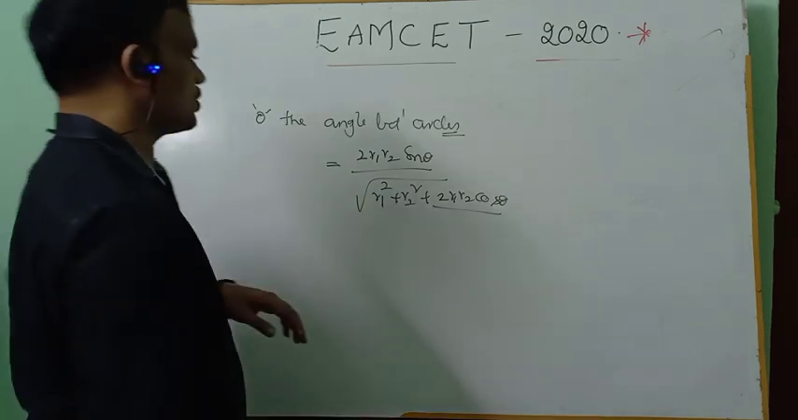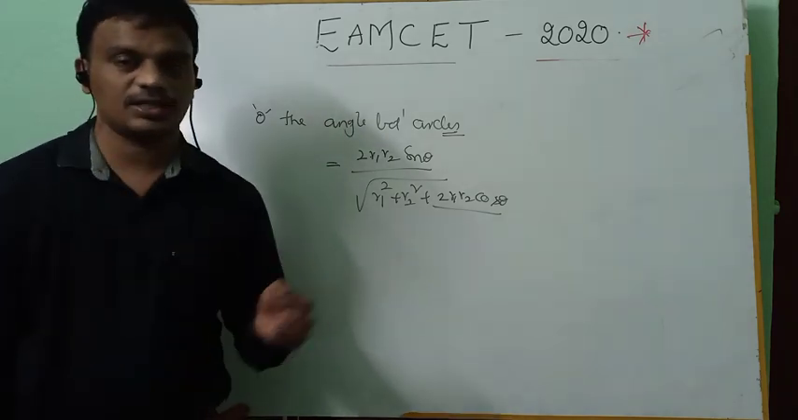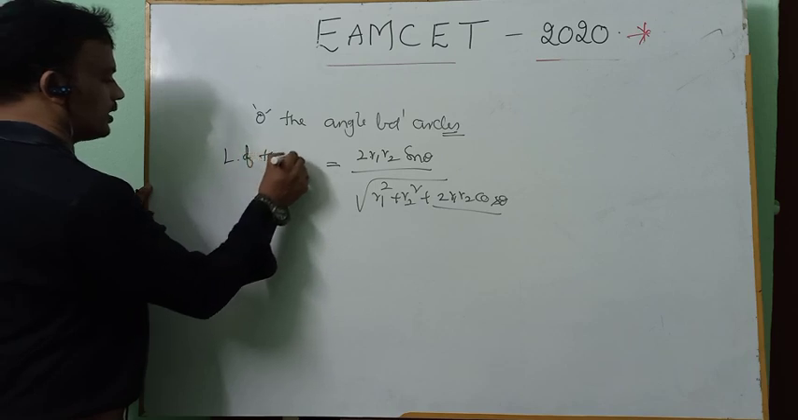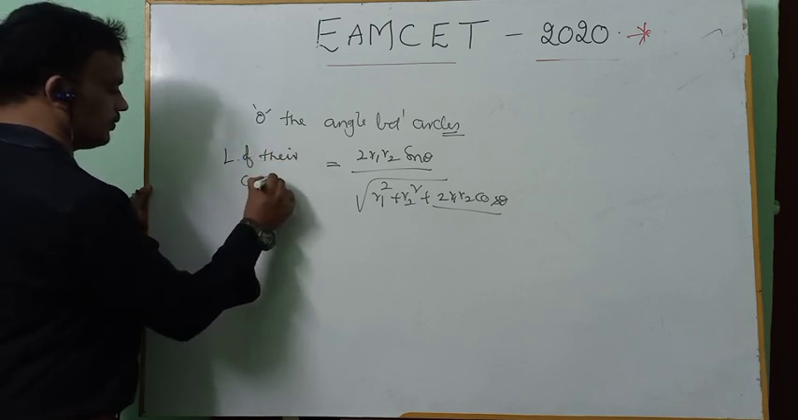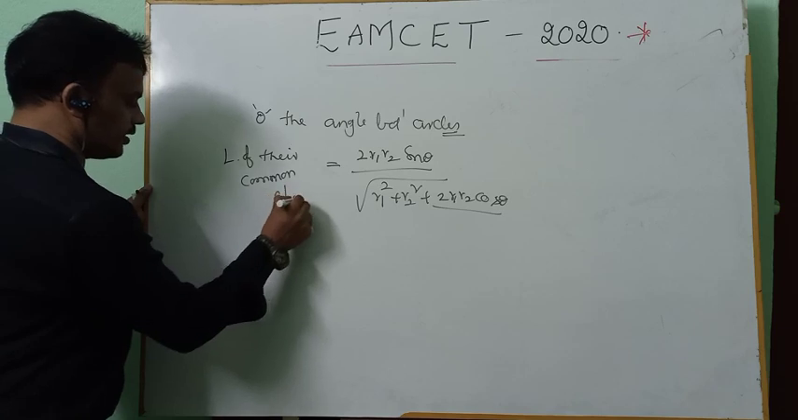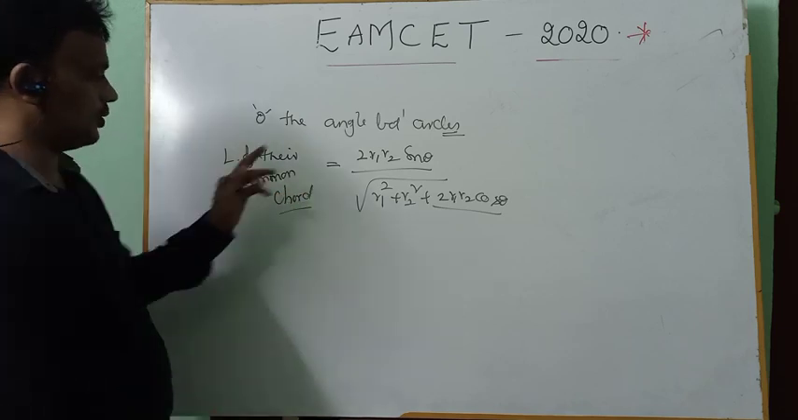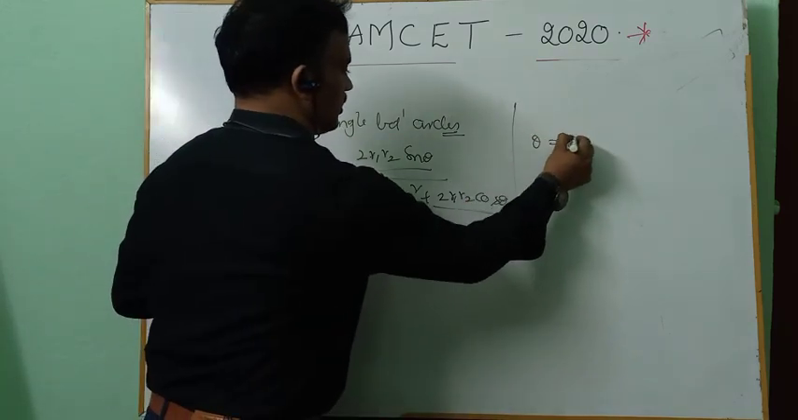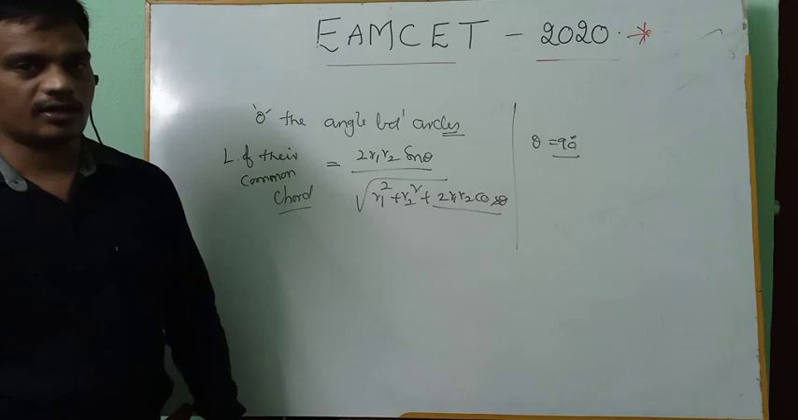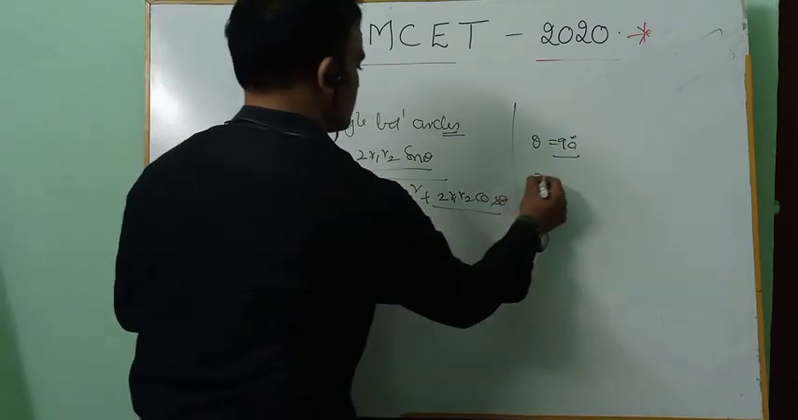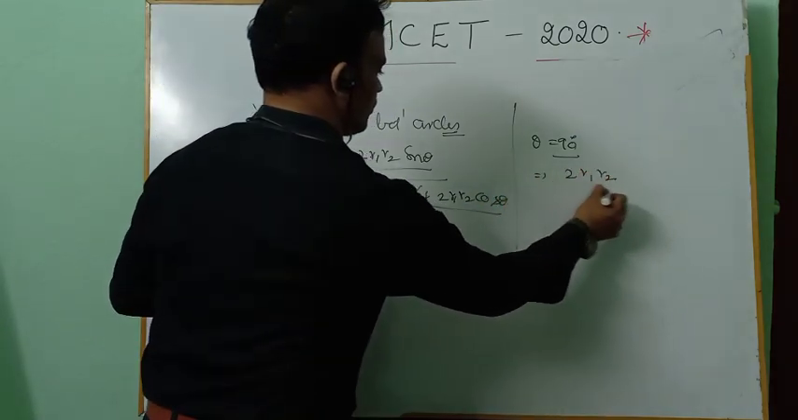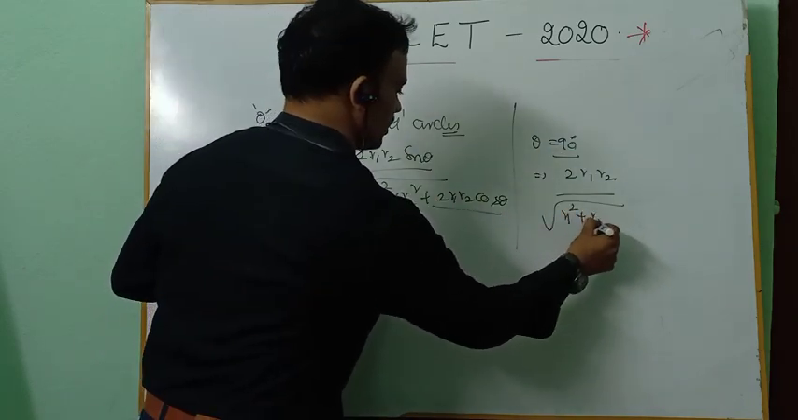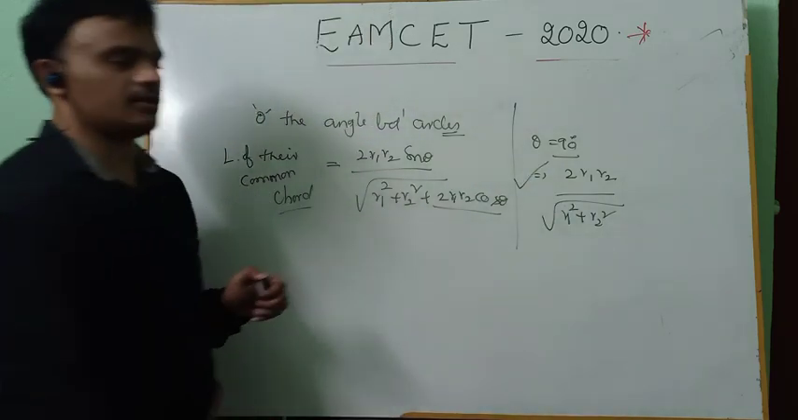Suppose the two circles cut each other orthogonally, in that case what is the length of their common chord? Theta is the angle between the two circles. If theta is 90, the two circles are intersecting orthogonally, and the length is 2 r1 r2 by the square root of r1 square plus r2 square. Very important thing.